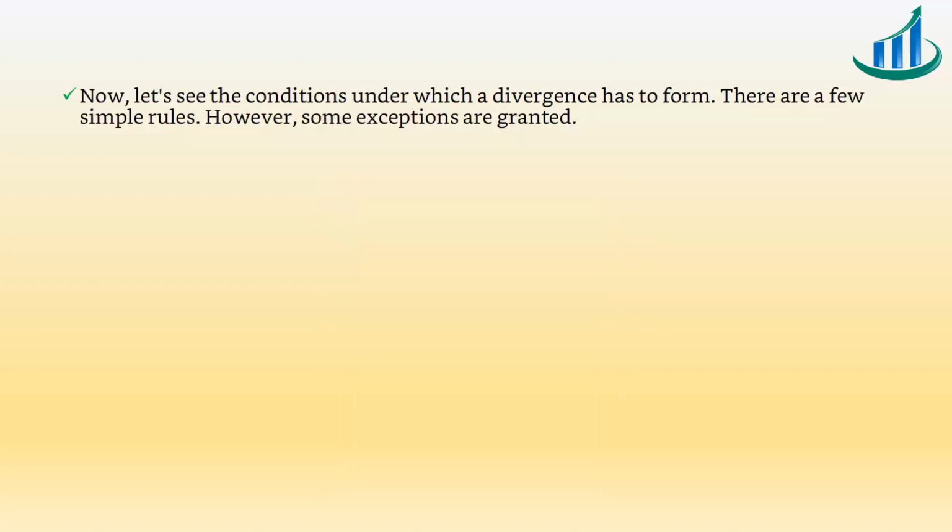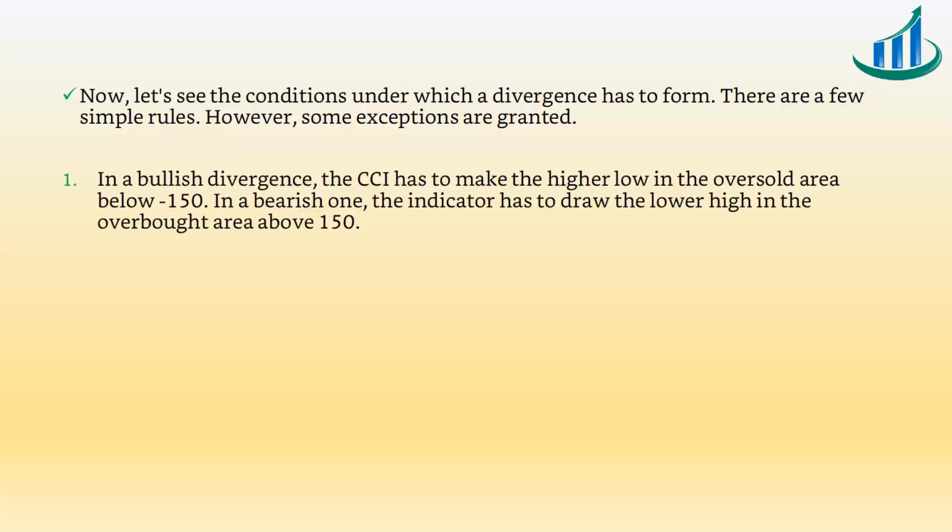Now, let's see the conditions under which a divergence has to form. There are a few simple rules. However, some exceptions are granted. In a bullish divergence, the commodity channel index has to make the higher low in the oversold area below minus 150. In a bearish one, the indicator has to draw the lower high in the overbought area above 150.